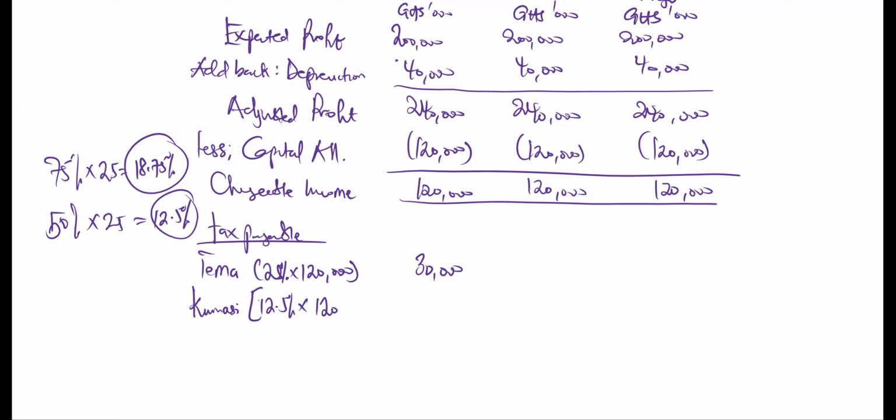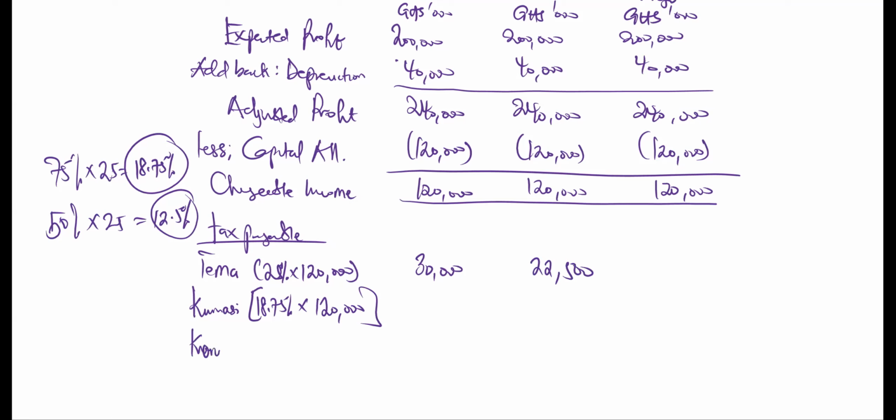Kumasi, we pay 18.75%. So 18.75% will be how much of the 120,000? 22,500. Okay.